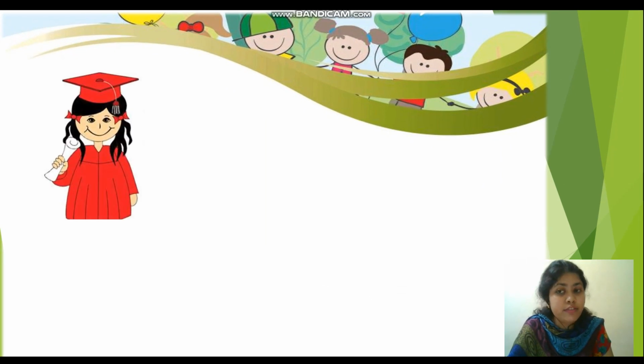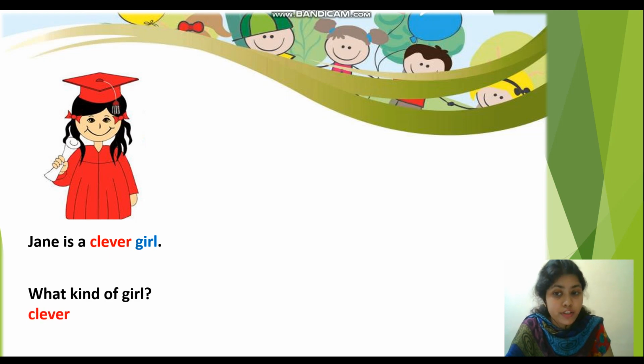Children, as you can see the first example, Jane is a clever girl. Here, the word in blue, girl, is a noun and the word in red, clever, is describing the girl. That means it is an adjective and it is telling about the quality of the girl. And when we are asking the question, what kind of girl? Then we are getting the answer, clever. That means clever is an adjective of quality.